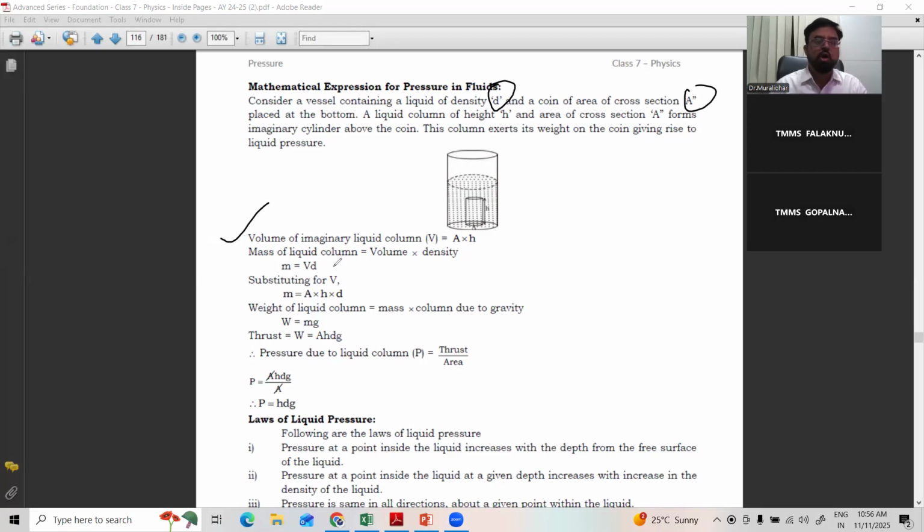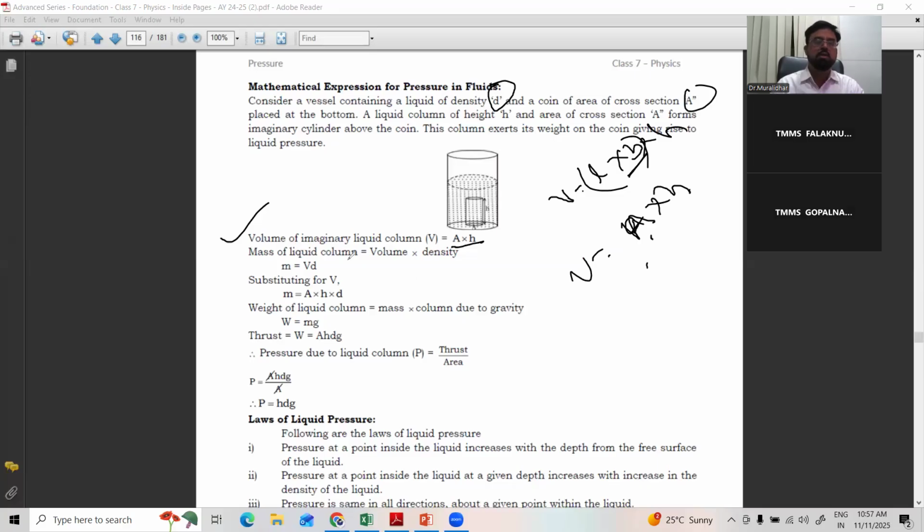So from that, the volume of the imaginary liquid column is equal to, volume is nothing but length into breadth into height. But what is length into breadth? It is nothing but area. So volume is area into height. How did we get area into height? Because volume is length into breadth into height, and length into breadth you can write as area. Area into height is the volume.